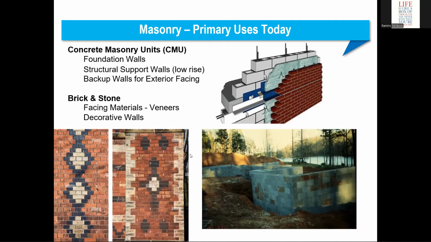What are the primary uses? So we have initially concrete masonry units, or CMU, which is used for foundation walls, structural support walls, for low rise, and backup walls for exterior facing. So you have here examples of decorative walls, some low structures.